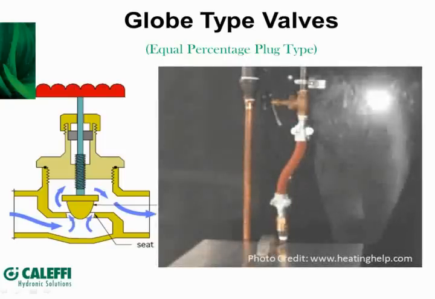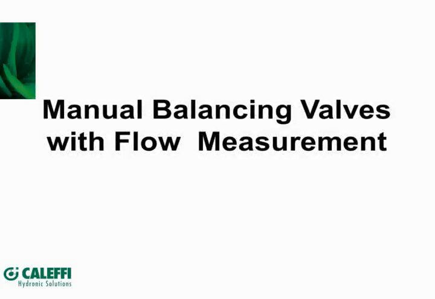Okay, but the problem with this type of valve, and here's a shot of it from Dan Houlihan's heatinghelp.com. These are good, but they don't have any means for measuring flow on the valve itself. Instead, you'd have to have pressure ports put somewhere else on the system to measure pressure drop to calculate your flow rate. Which brings up a more typical way of balancing, using balancing valves that have the ability to measure flow right on the valve itself.